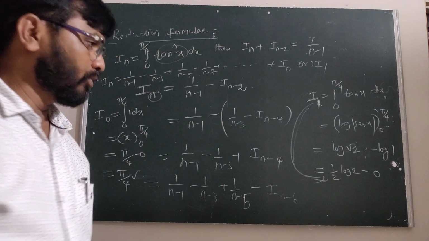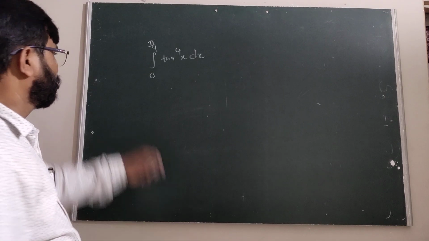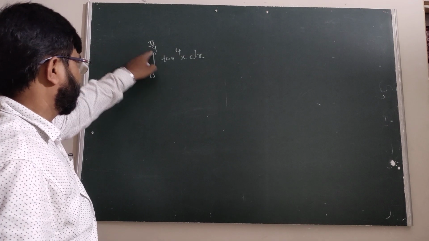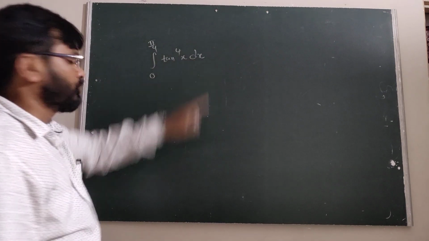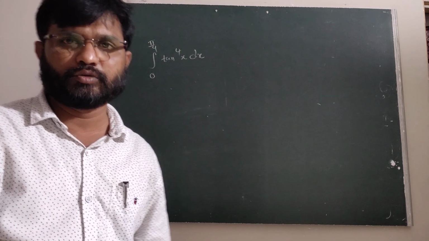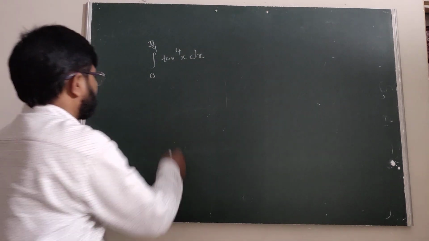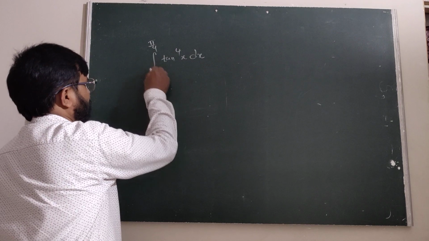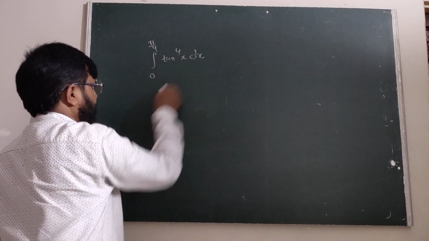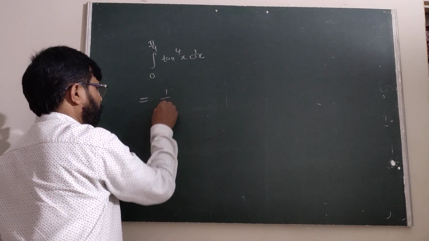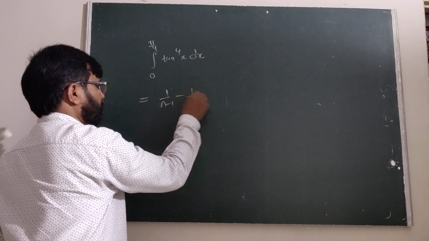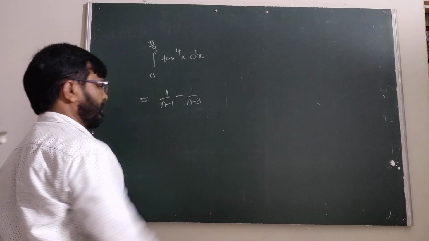Okay? Okay. Evaluate the integral from 0 to 45 of tan power 4x into dx. Just now we discussed I_n equal to the integral of tan power n x dx. That is of the form 1 by n minus 1 minus 1 by n minus 3.